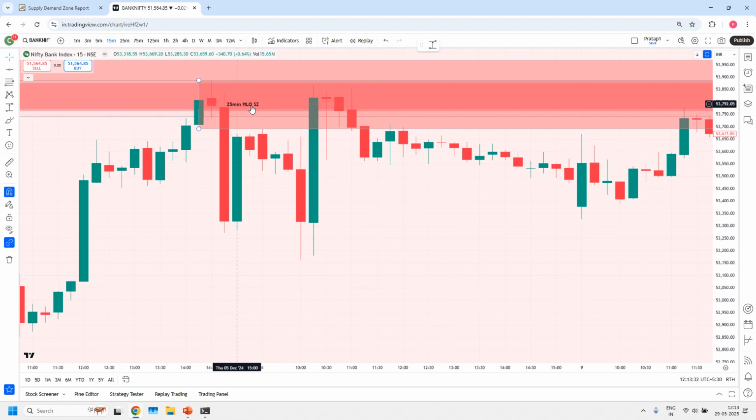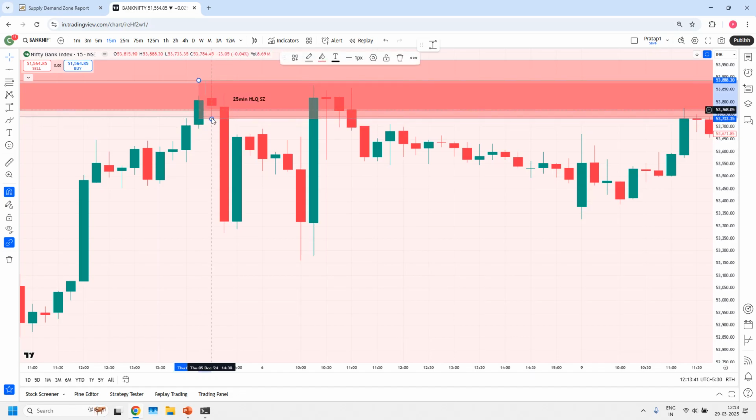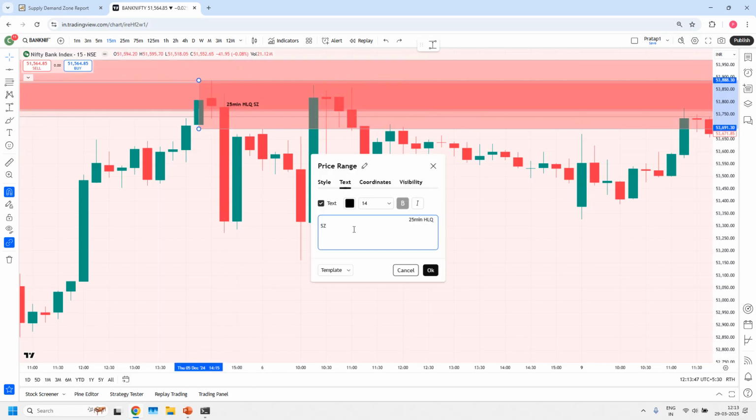Almost the same as a 25 minutes HLQ zone. Rally base a little, maybe you drop to here, you will be drawing the zone up to here, 15 minutes. But anyway, the difference is small between 15 minutes and 25 minutes. So I just add the text. The same thing is also 15 minutes high liquidity supply zone.